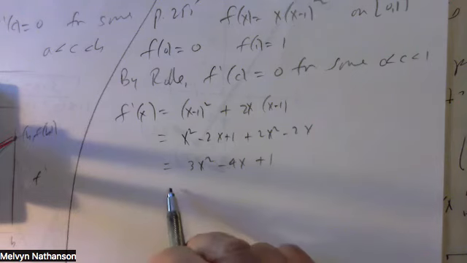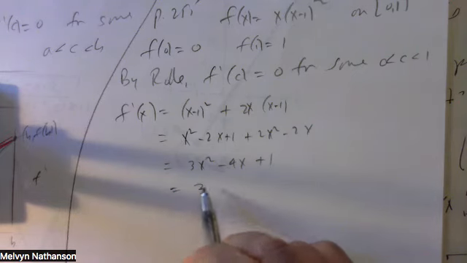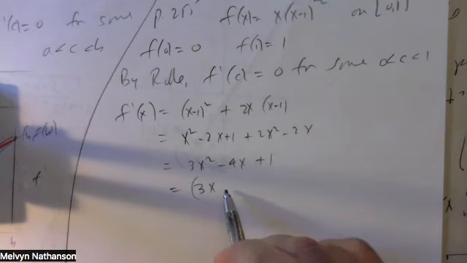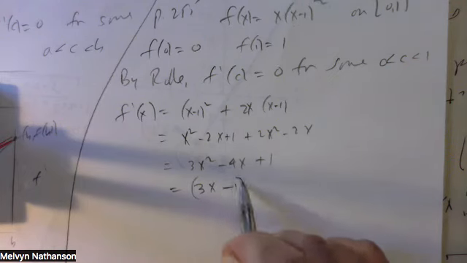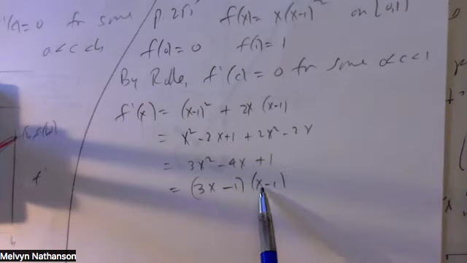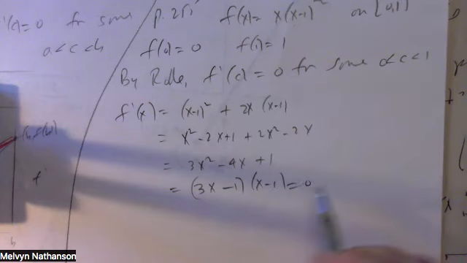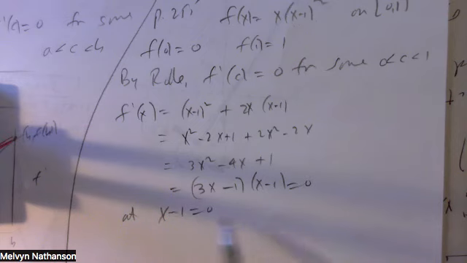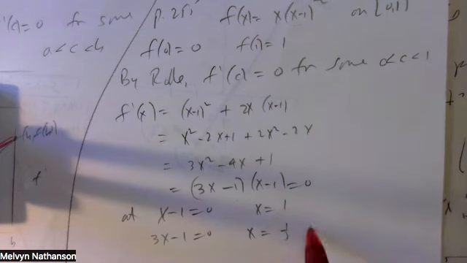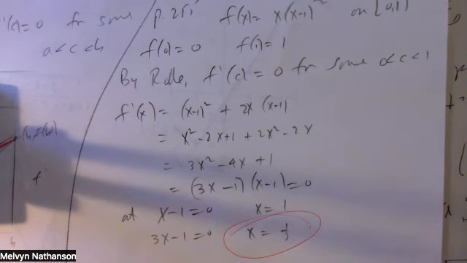When is that equal to 0? Let's see. Maybe I'll be lucky and I can factor this. This might be 3x minus 1, x minus 1. So this equals 0 at x minus 1 equals 0, which means x equals 1, or 3x minus 1 equals 0, or x equals a third. But I'm looking for a 0 strictly between 0 and 1, so x equals a third is the unique correct answer.